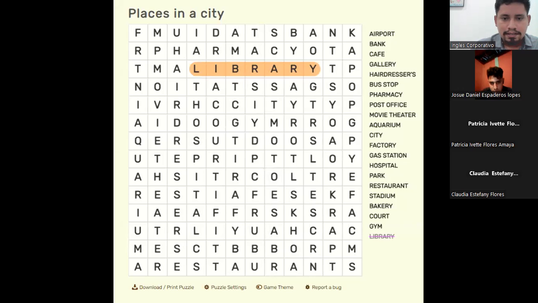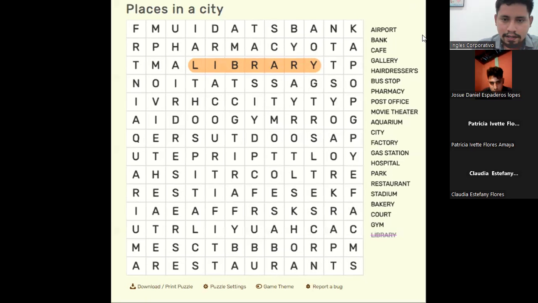La idea, les decía, de este ejercicio es simplemente completar, buscar las palabras, completar la sopa de letras y hacerlo en el menor tiempo posible. ¿Ok? Eso es lo que buscamos con este ejercicio. Practicar. Y conocer de igual forma cómo se describe cada uno de ellos.